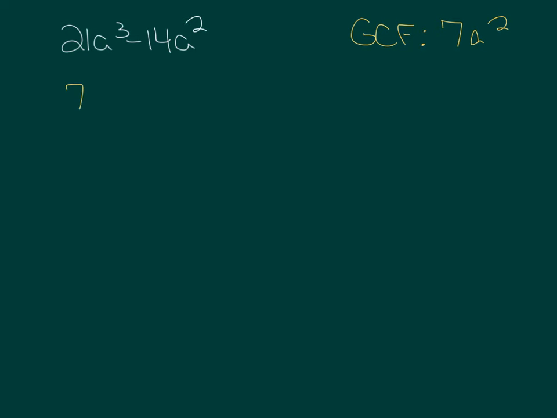So we're going to take that 7a squared, and we're going to divide it into 21a cubed minus 14a squared. So 7a squared into 21a cubed, 7 into 21 is 3.